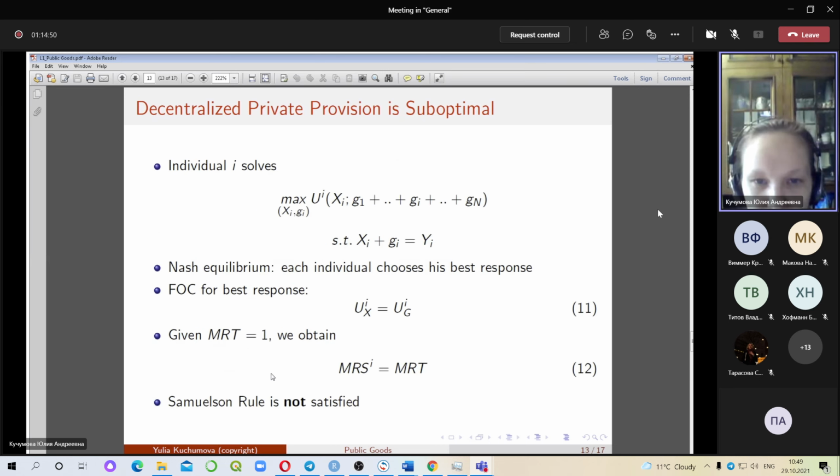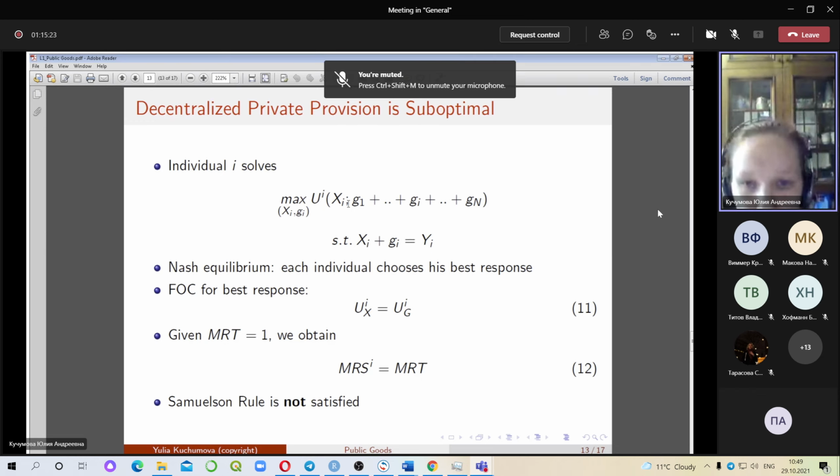Okay, here we are. So what is the problem now? Each individual solves his problem. He maximizes his utility subject to his budget constraint, right? So this is what we mean by decentralized private provision. Each individual maximizes his own utility subject to his own budget constraint. What is his utility? It's again a utility that depends on xi and the amount of public good.